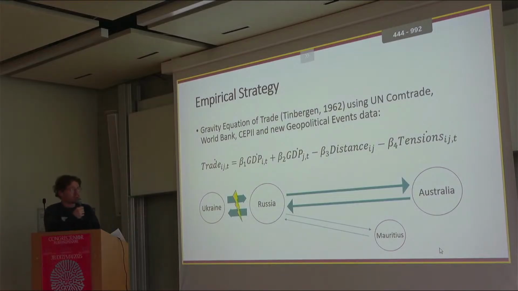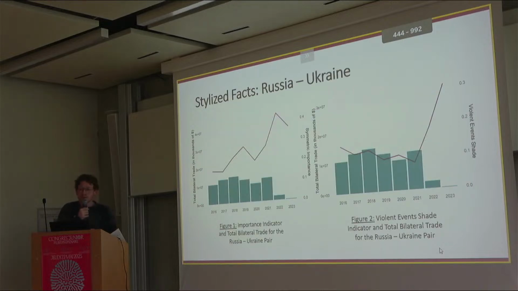So to give you a first taste of answer, since I only got the results from this week, if you want to ask me, feel free. But I only give some stylized facts. If I represent the importance left and the share of violent events right, together with total bilateral trade between Ukraine and Russia, you can see here that when both indicators are high, so when both the importance and the share of violent events between the two countries are high, you experience a very important reduction in bilateral trade.